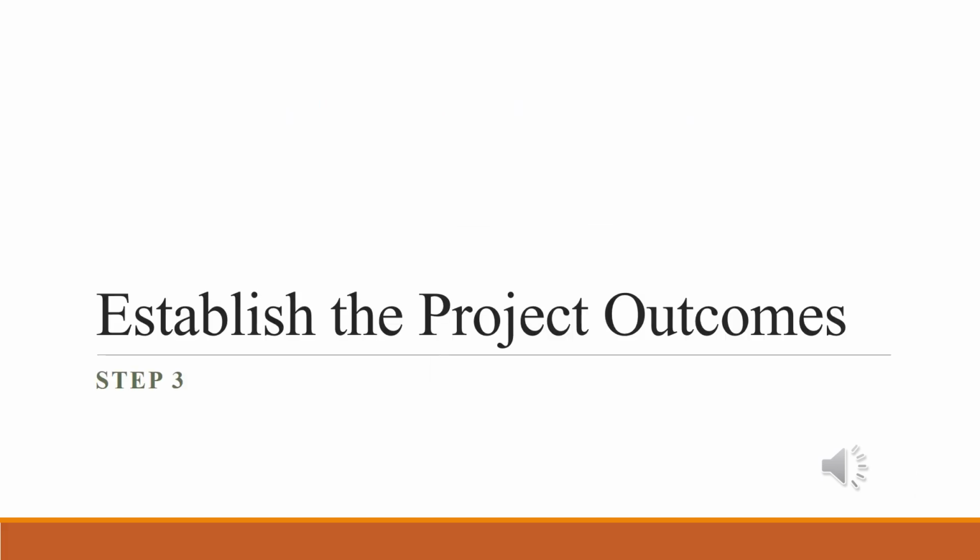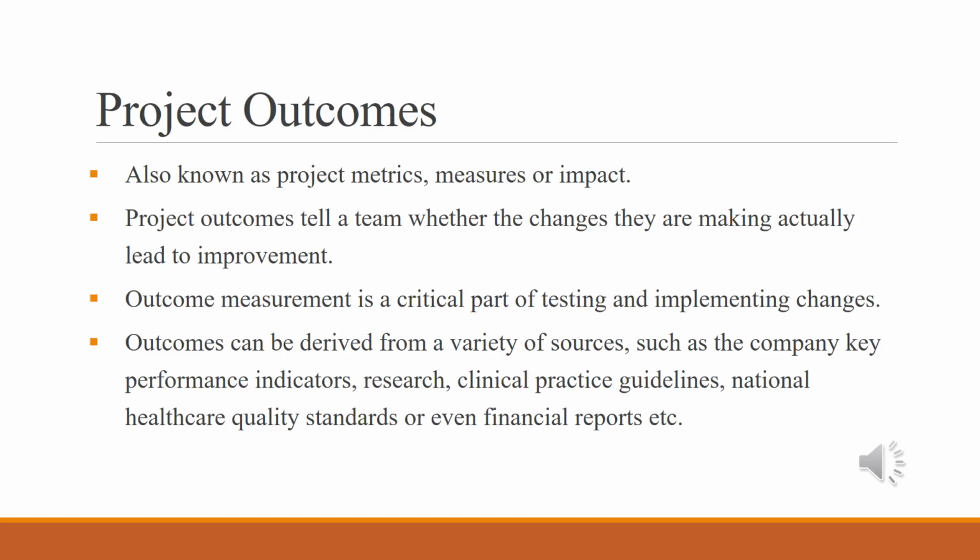Following stakeholder analysis, the third step is to establish your project outcomes. So what are project outcomes? They're also known as project metrics, measures, or impact. Project outcomes tell the team whether the changes they are making actually lead to improvement and determine the success of the project. So it's a critical part of testing and implementing change.